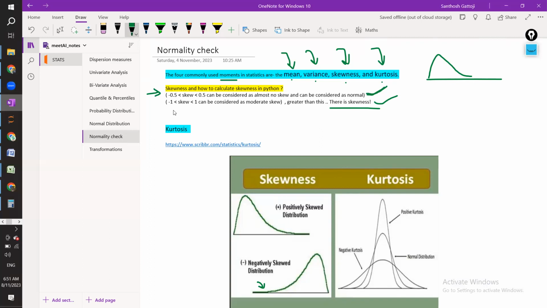Okay. But if it is between minus 1 and 1, you need to think a bit greater than that, absolute skewness. Okay, fine. So that's regarding the skewness. Let me know if this is clear.